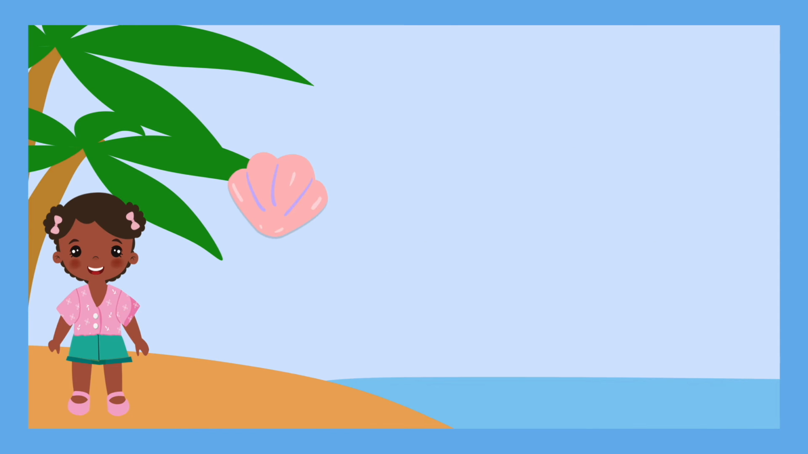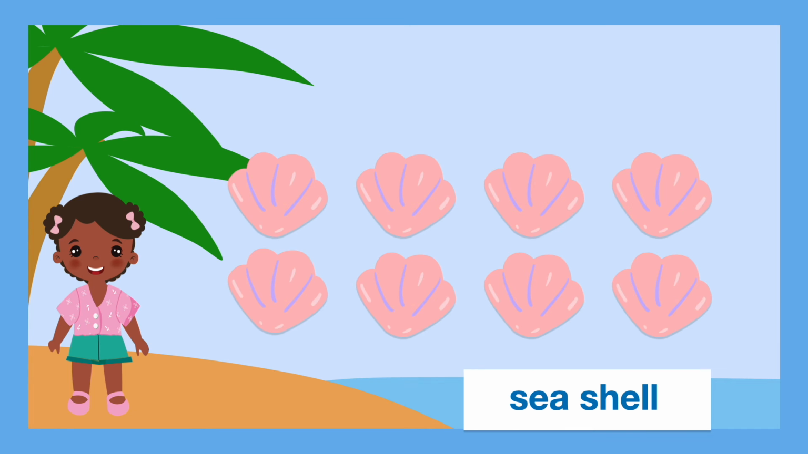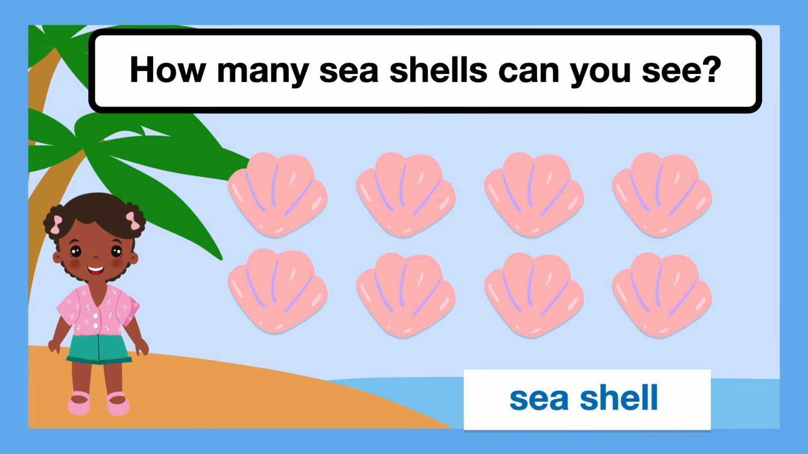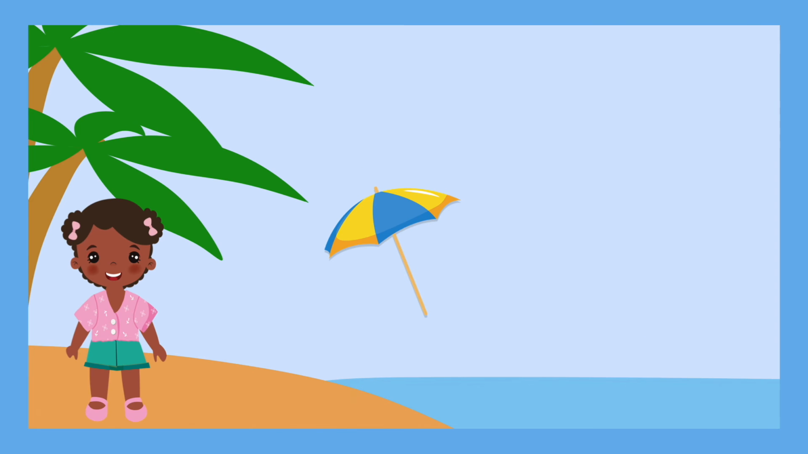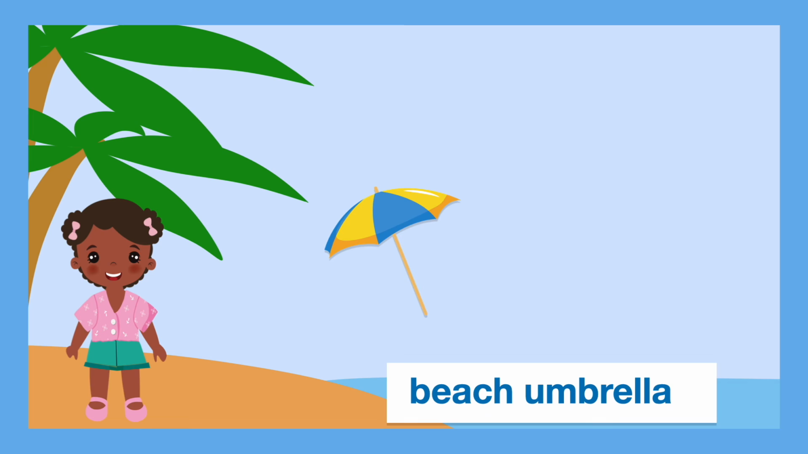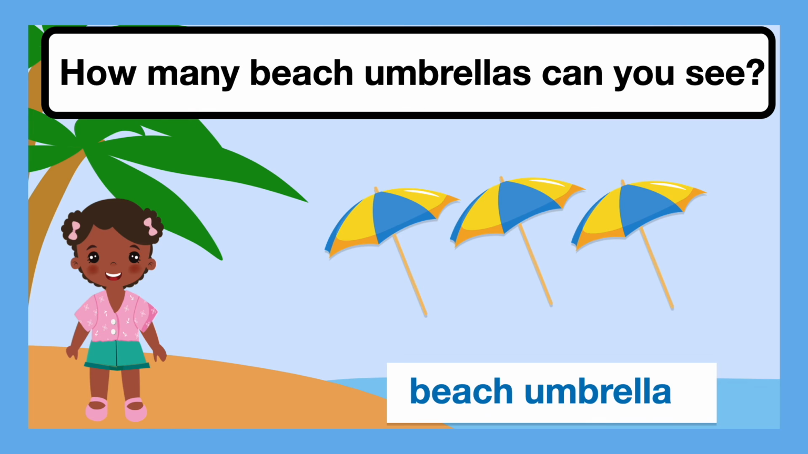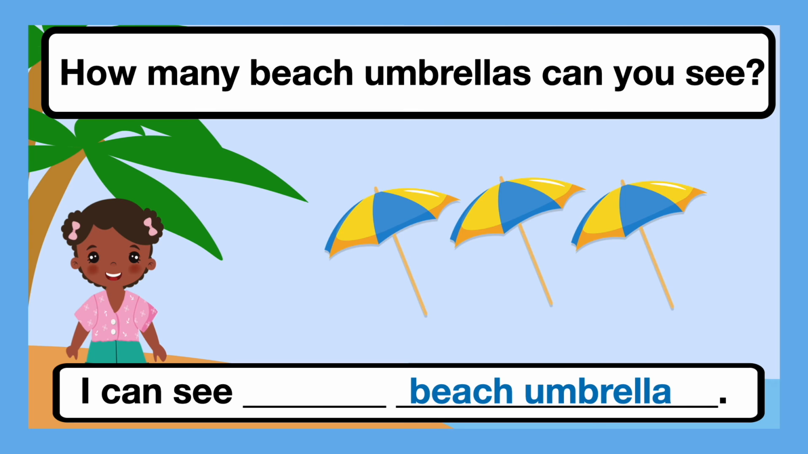What's this? It's a seashell. How many seashells can you see? I can see 8 seashells. What's this? It's a beach umbrella. How many beach umbrellas can you see? I can see 3 beach umbrellas.